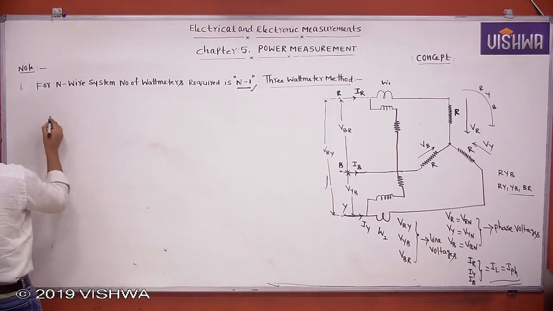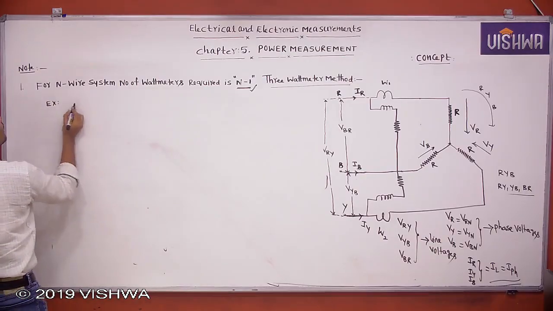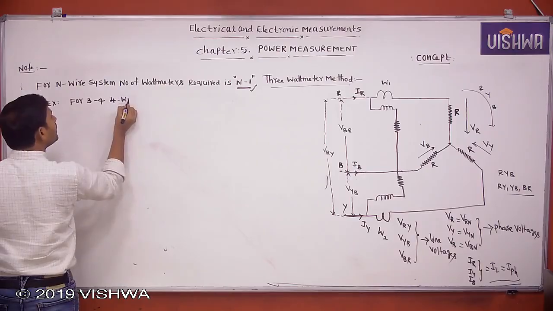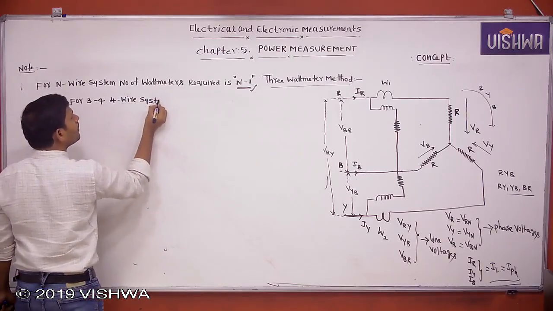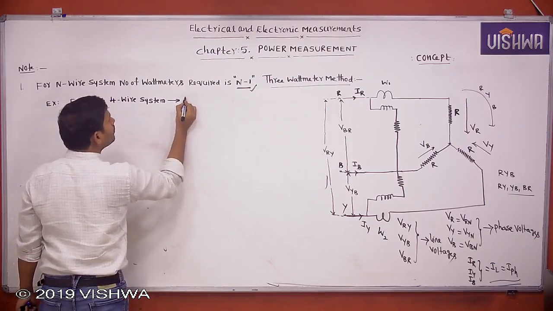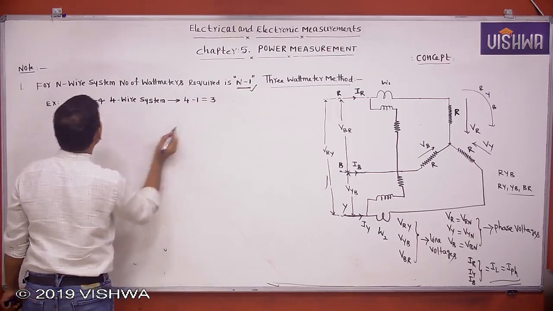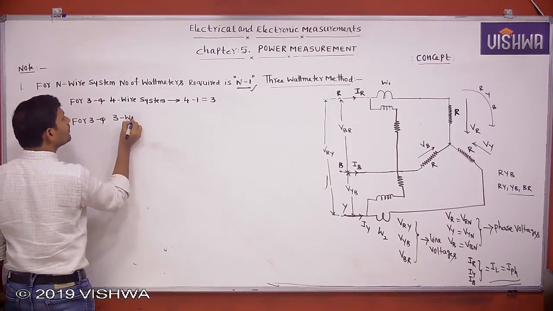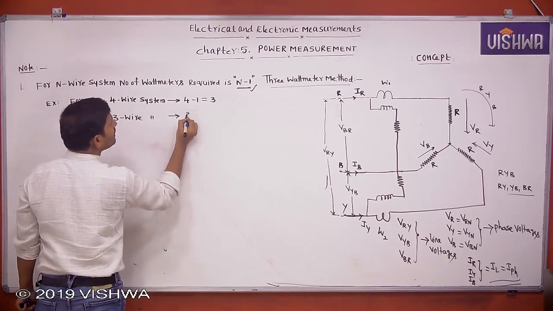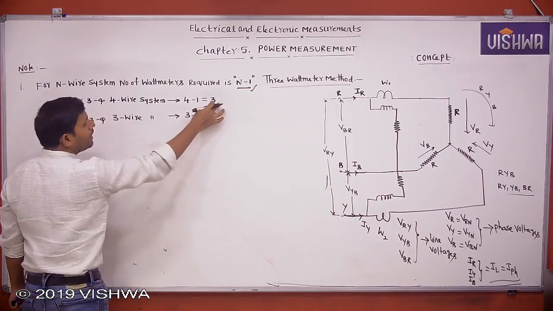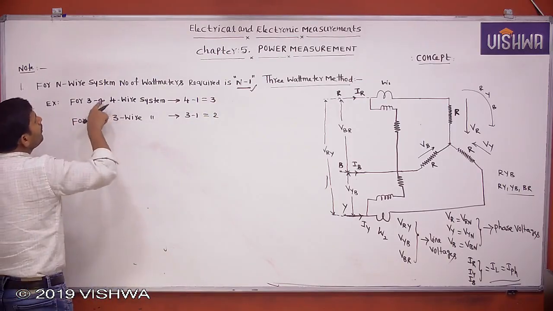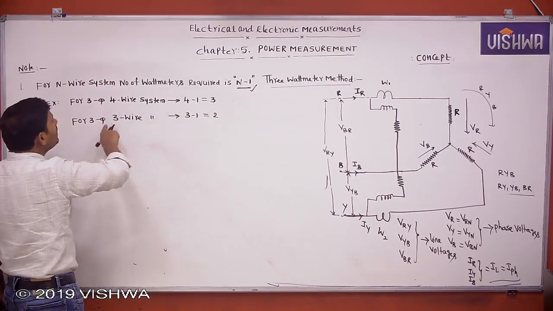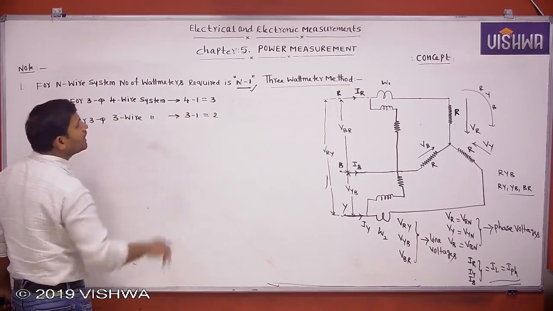For example, for a 3-phase 4-wire system, the number of wattmeters required equals 4 minus 1, 3. For a 3-phase 3-wire system, the number of wattmeters required equals 3 minus 1, 2. Here you can get the idea why it is 3 and why it is 2. 3-phase 4-wire means neutral is available, that's why 3 wattmeters. 3-phase 3-wire means neutral is not available, that's why 2 wattmeters are required.